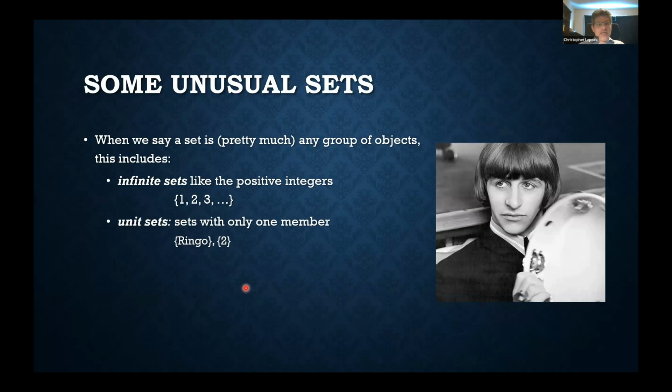Another one is unit sets. This is a set that contains only one member. Although it's a little weird to say that something is a group that only has one member in it, you can actually have a set that only has one member. So, for example, this is the unit set containing only Ringo Starr, and nothing else. That's the unit set containing two. A unit set and the object that it contains are not the same thing, because Ringo Starr is a drummer from England, and the set containing only Ringo Starr is a set, and sets and drummers are not the same thing, so those are not identical objects.